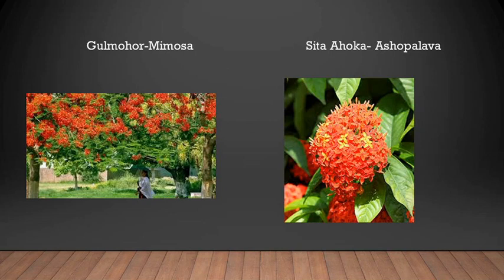Gulmohar, mimosa. The picture on your right, did you ever see this? Yes, it's a very commonly occurring plant in India called Sita Ashoka. Ashopalav is the name of it. This comes in orange color, yellow color, and red color. All the three are present in my house.